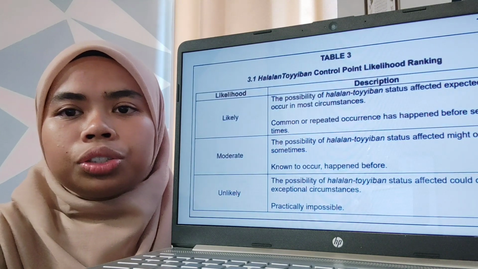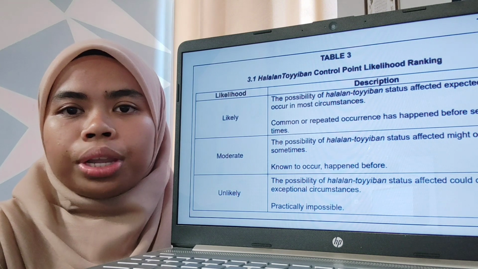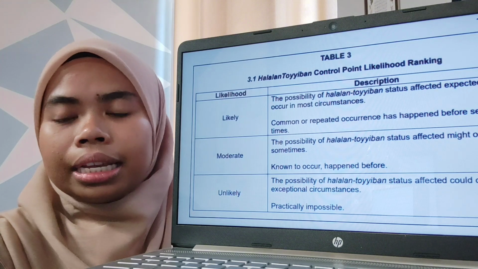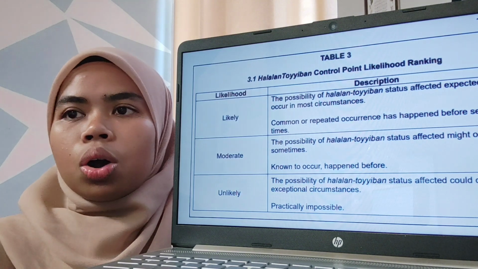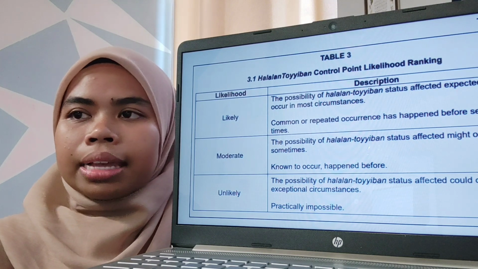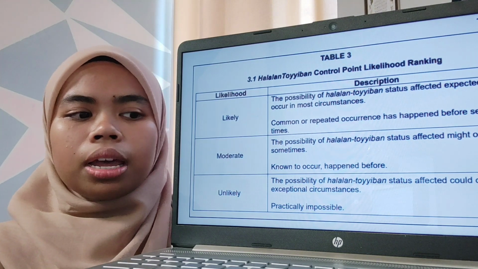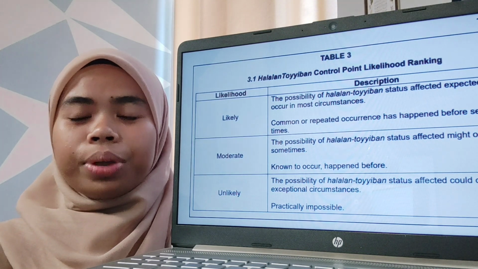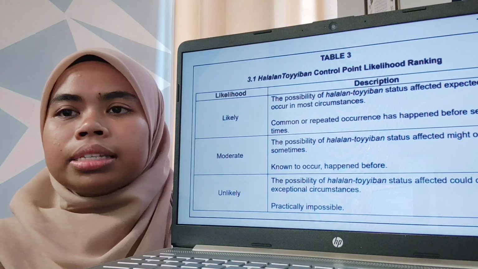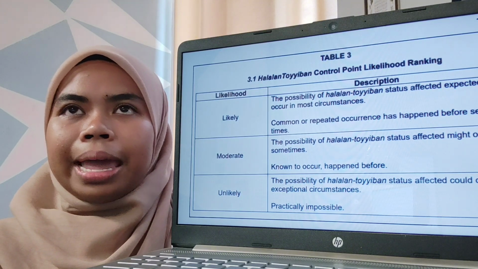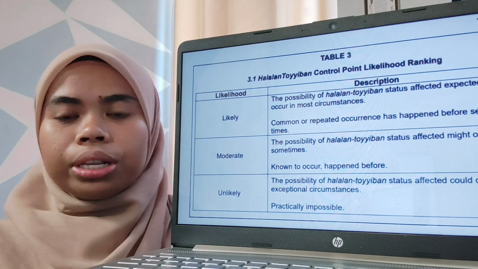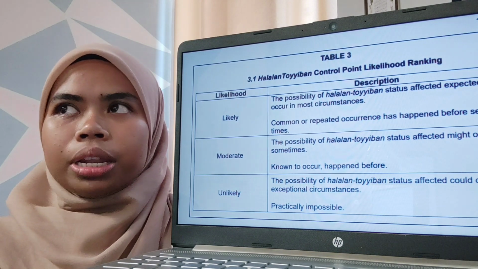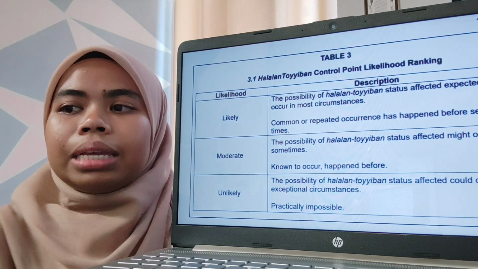So this is table 3, halal thayyiban control point likelihood ranking. We have 3, which are likely, moderate, and unlikely. Likely is a common or repeated occurrence, has happened before several times. For example, the incident is likely to happen in the plant. And second, we have the moderate. It happens 1 or 2 times only, so known to occur, happened before. And lastly, unlikely is never happened before and practically impossible.